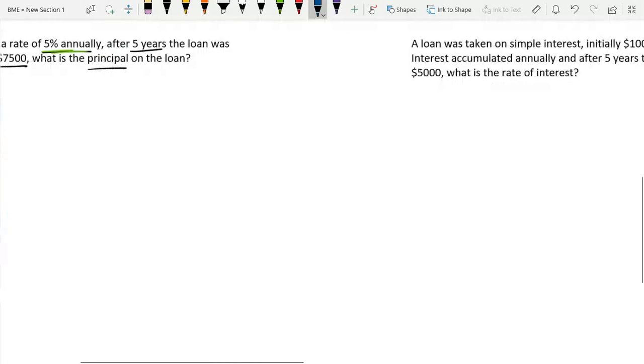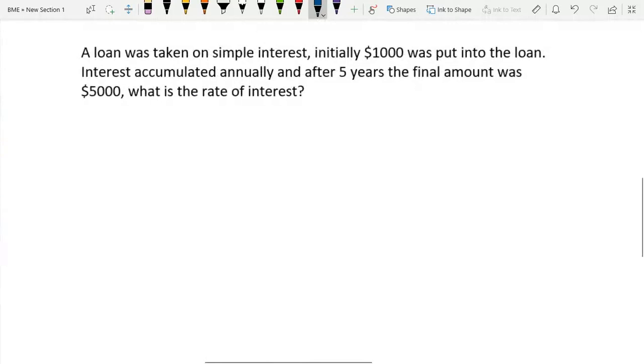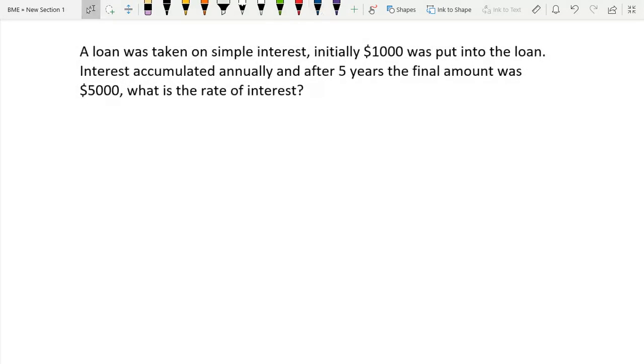Now we're going to go on to one more problem. I don't think that we'll have time for another one, so 2 is probably all that we're going to get to in this video. A loan was taken on simple interest. Initially, $1,000 was put into the loan. Interest accumulated annually, and after 5 years, the final amount was $5,000. What is the rate of interest?